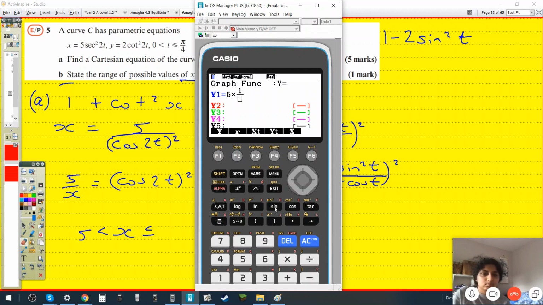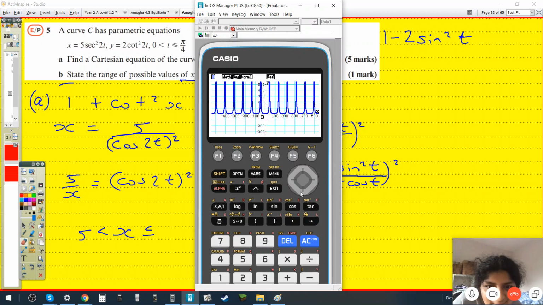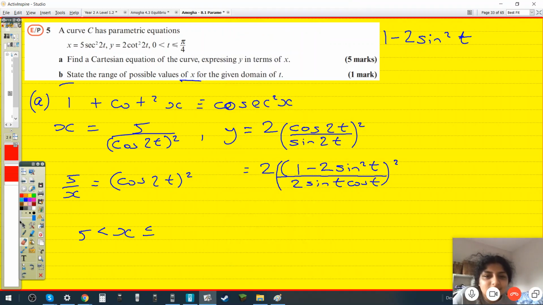So that is 5 sec squared 2t. Yeah, that's it. Aha. So, what is the range? X is 0 to like infinity. How could you express that? X is all real numbers but greater than 0. And that means x is greater than 0. Yeah, x is greater than 0.